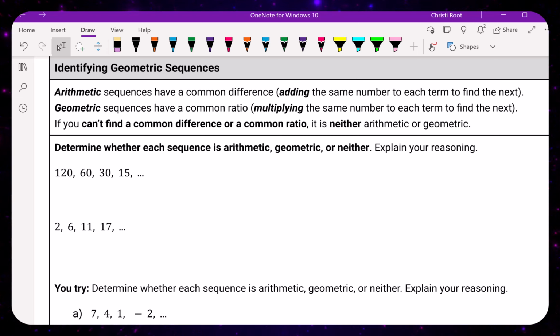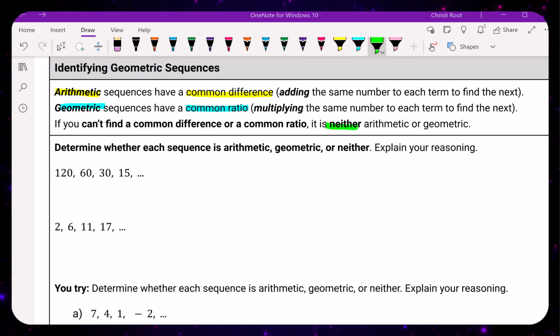If they do ask us to do so. So one more time, highlighter. Arithmetic sequences are going to have a common difference. That means that you are adding the same number. You are going to need to know how to find a common difference because that is not on your formula sheet. Geometric sequences have a common ratio, that is by multiplying the same number to each term to find the next one. Once again, common difference, common ratio, you have to find them on your own. There's nothing on the formula sheet that tells you how to do that. If you cannot find either of the two, then you are going to answer that it is neither arithmetic nor geometric.